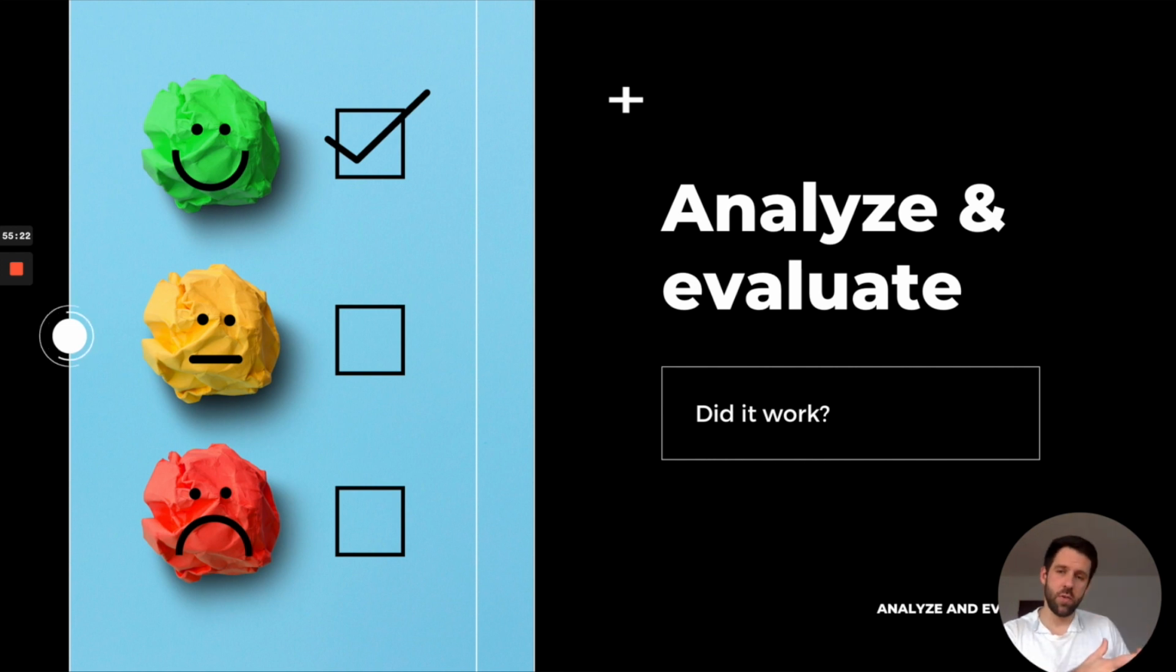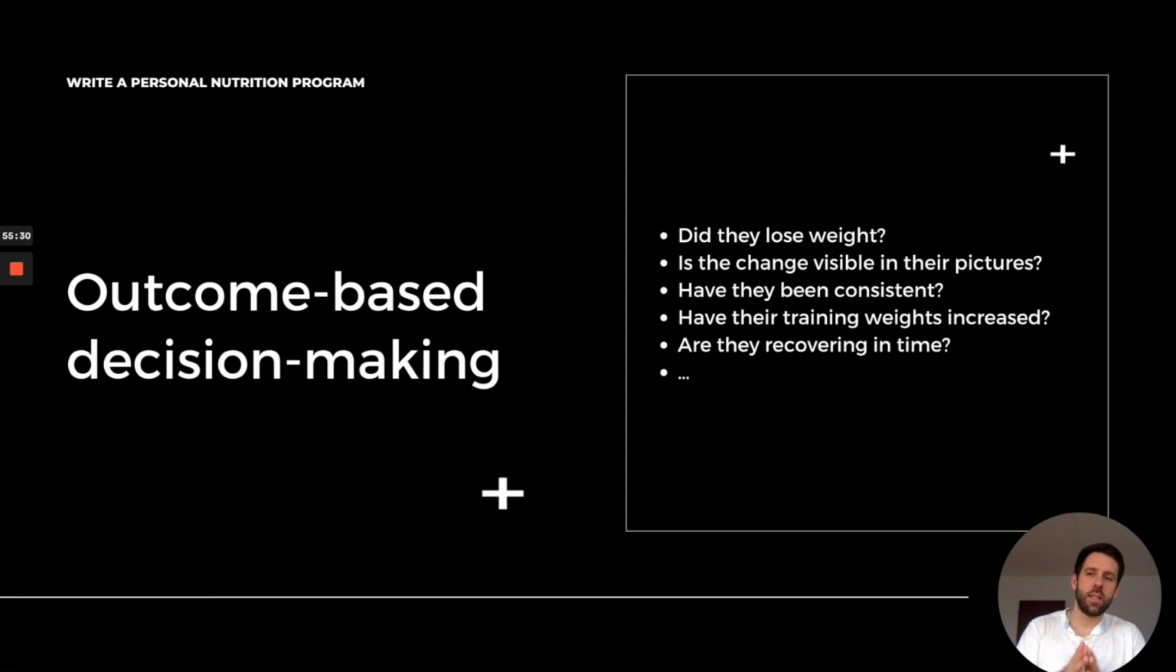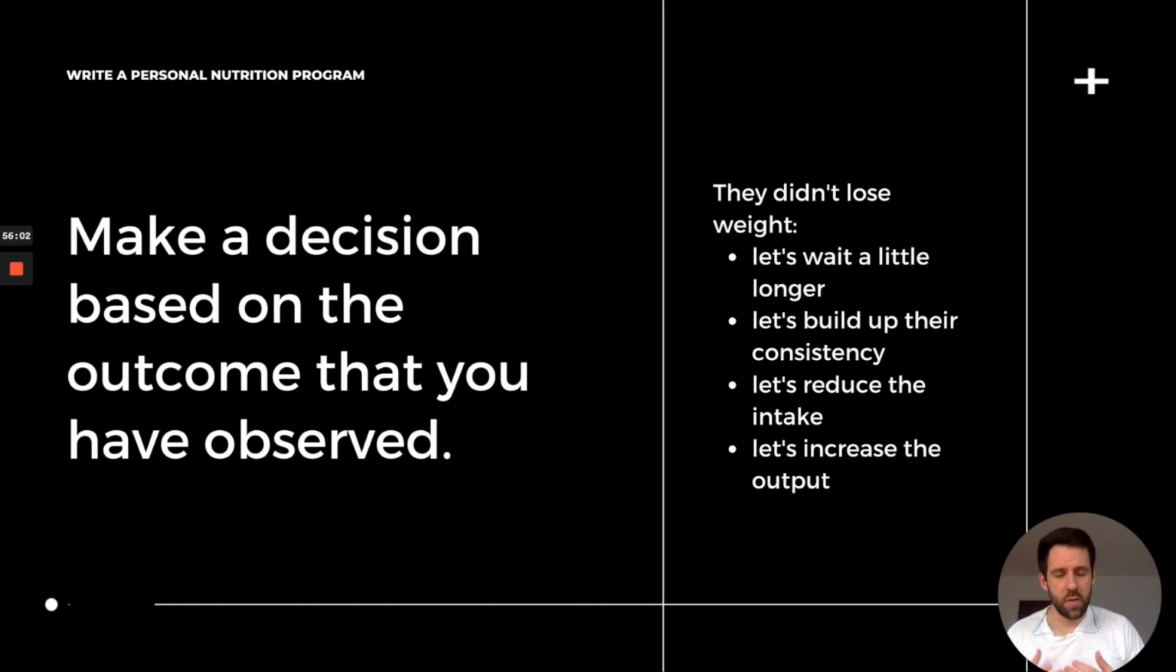What we tried to accomplish, have we been successful? And the key here is outcome-based decision-making. So we have our progress measurements, and we are checking, did they lose weight? Do we see visible changes in the pictures? Have they been consistent? Have their weights been increased? Are they recovering in time? Whatever the specifics are, you will decide, have they been successful or have they not been successful? And based on the data that you collect, you make a decision.